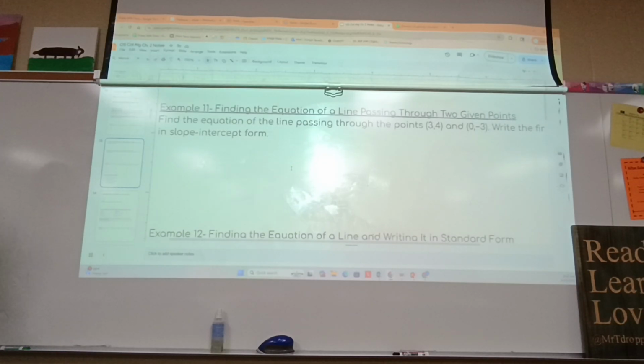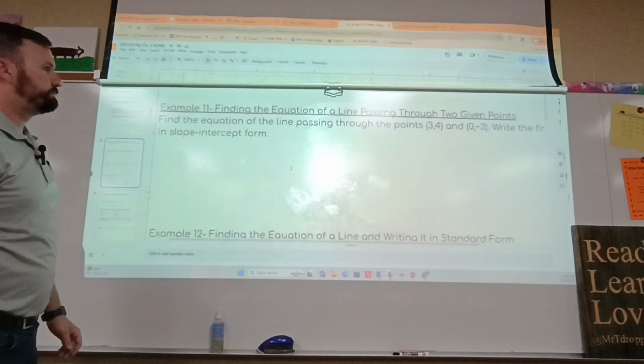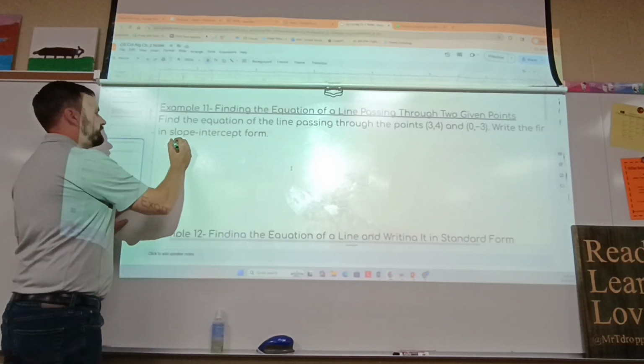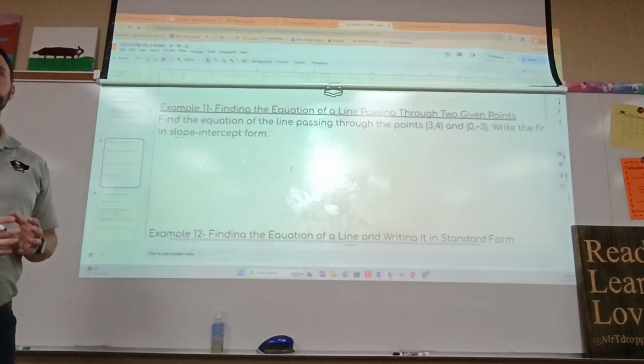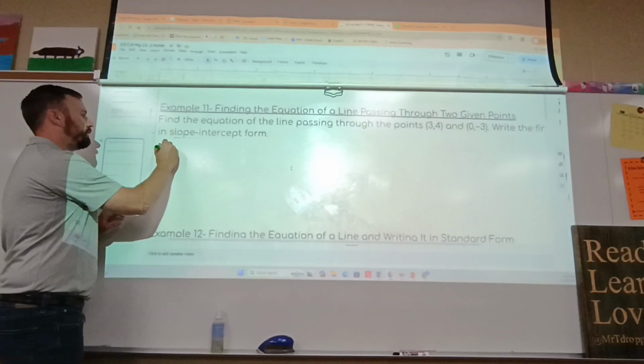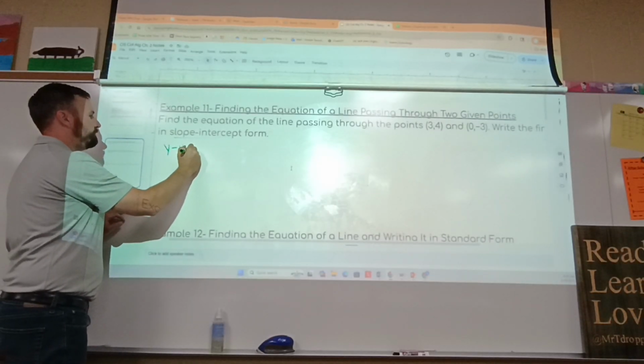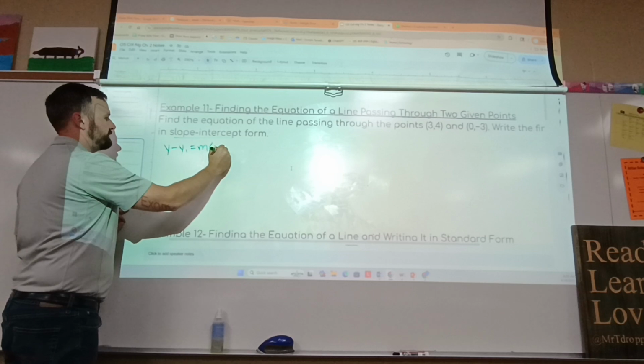What if I'm given 2 points and need to find the equation of a line? Can I go right slope intercept form if I'm not given an intercept? No. So I'm going to always start with, I shouldn't say always, but the majority of the time you're going to start with this equation.